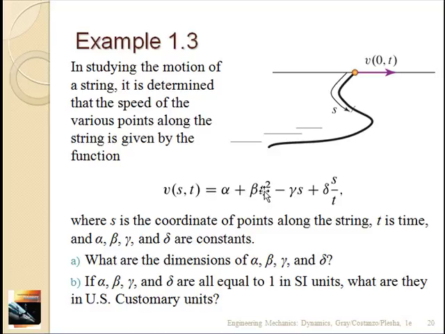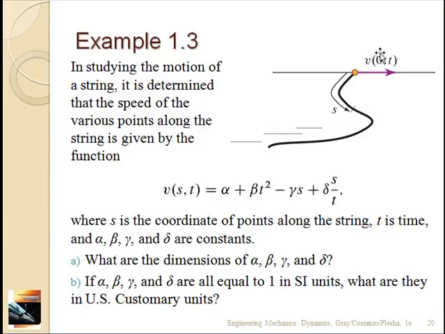Now, one more example on units. Suppose we have some string just hanging out there, and one end of it is moving at some velocity which is given, and we want to know the velocity all along the string. So we have some coordinate s, which tells us where we are along the string. It's a distance. As a function of s and of this initial velocity, we want to know the velocity of any point on the string.